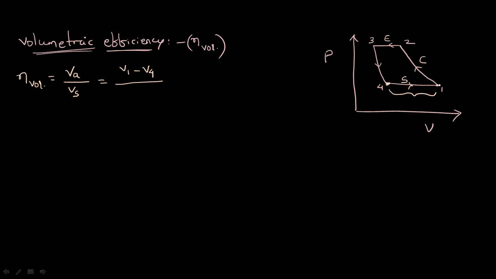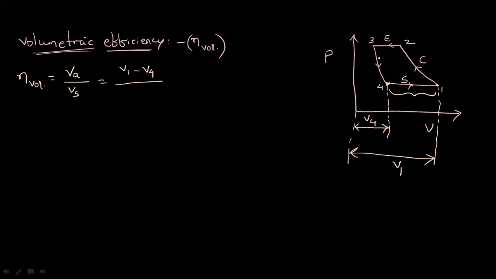What is V1? From the starting to this much of part, this part is my V1. What is V4? From the starting to this part, this part is my V4. I require this much part. So from the total part, if I subtract this part, then I get this part. That's why for the actual volume entered I have written V1 minus V4, divided by the swept volume.